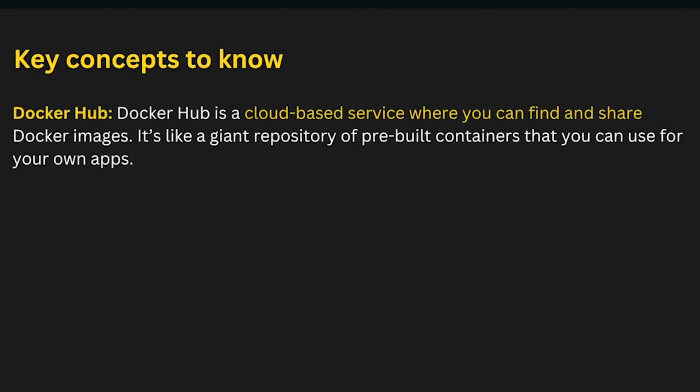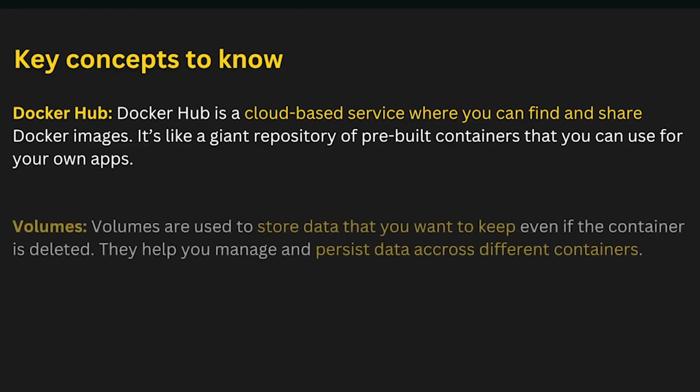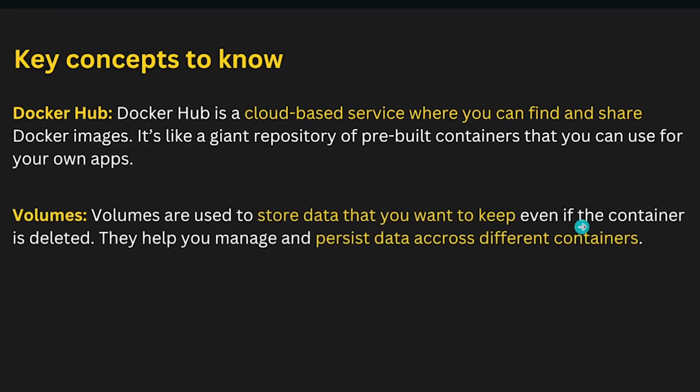Docker Hub is a cloud-based service where you can find and share Docker images. It's like a giant repository of pre-built containers that you can use for your own apps. Volumes are used to store data that you want to keep even if the container is deleted. They help you manage and persist data across different containers.